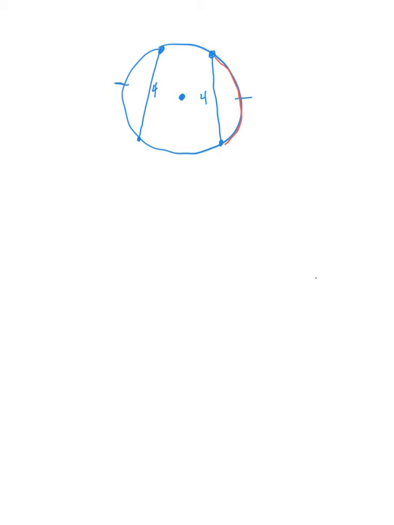Everybody get that? So if I know that those 2 chords are 4, then I know that the arcs that they intercept are equal. So if this arc here is, let's say, 100 degrees, then I know this arc here is 100 degrees. So far, so good? Yeah. I also know something else.